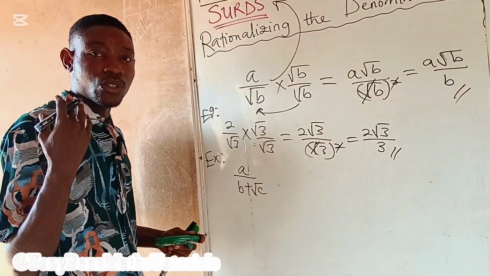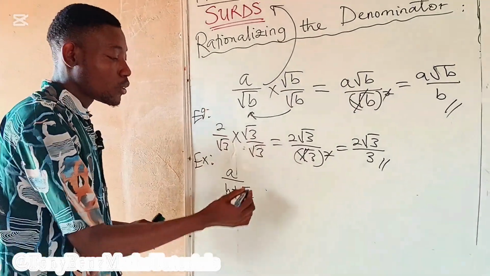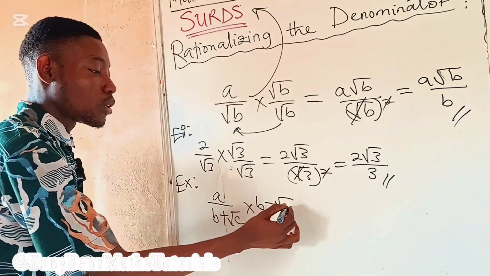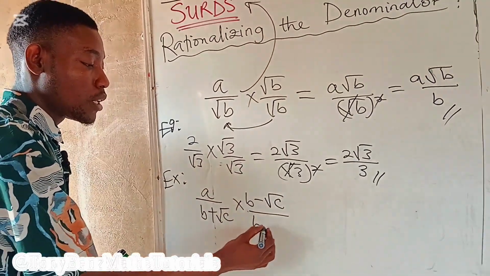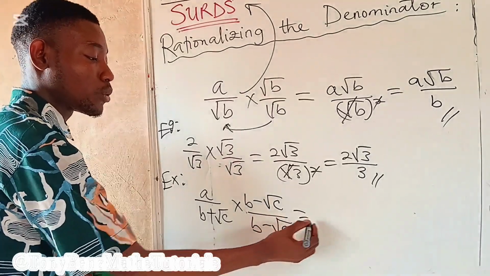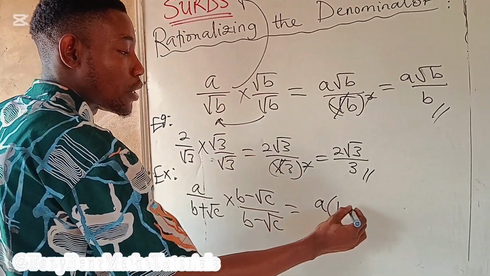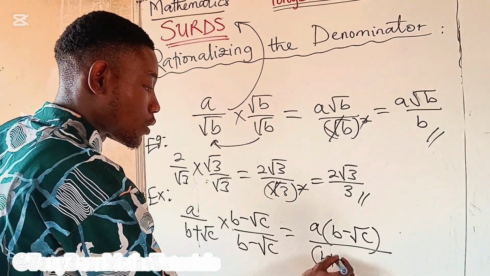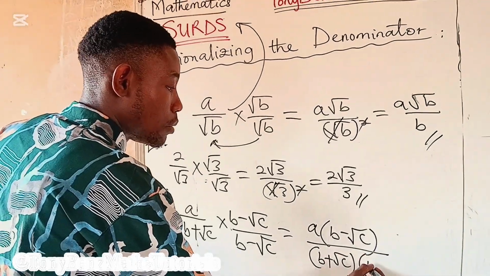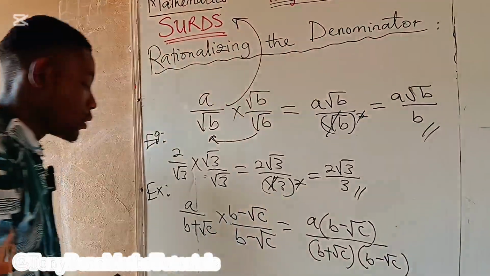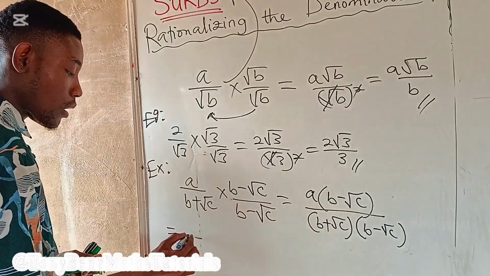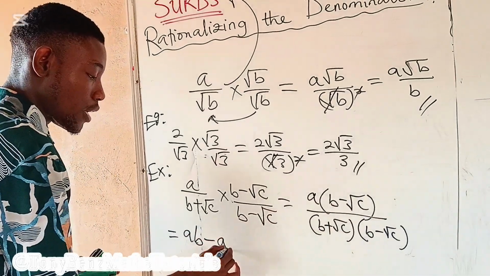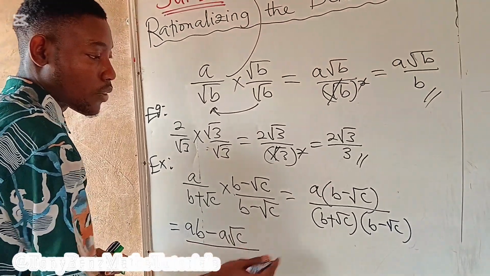Like we said, we discussed the conjugate of a surd in my previous video. So what is the conjugate of b plus root c? It is b minus root of c, over b minus root of c. So this is what we are going to have: a in bracket b minus root of c, all over b plus root of c, b minus root of c. So what are we going to have? We're going to have a times b, we have ab, minus a times root of c, we have a root c, all over b times b.